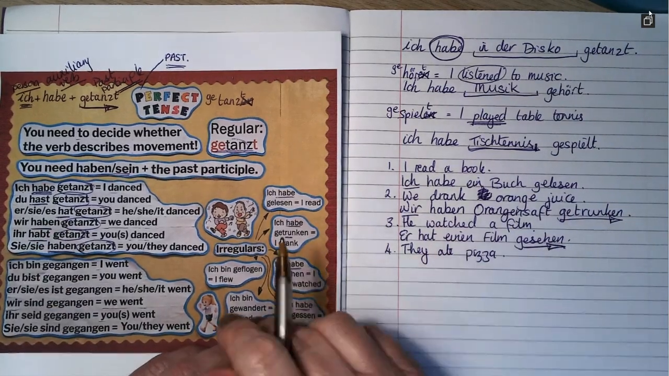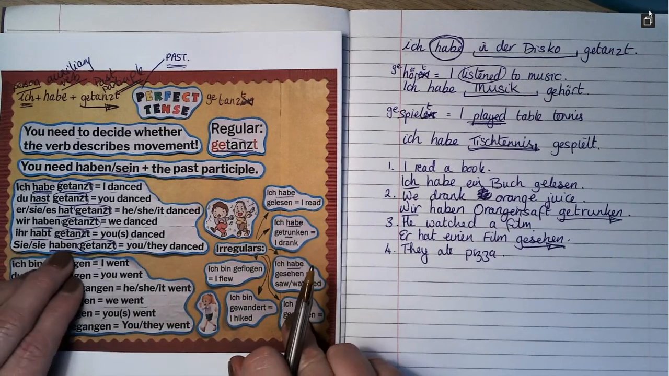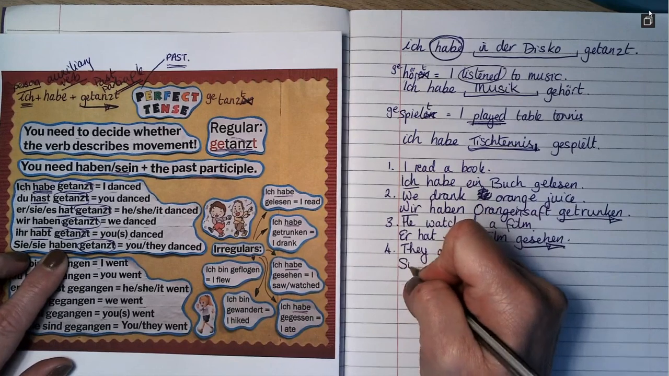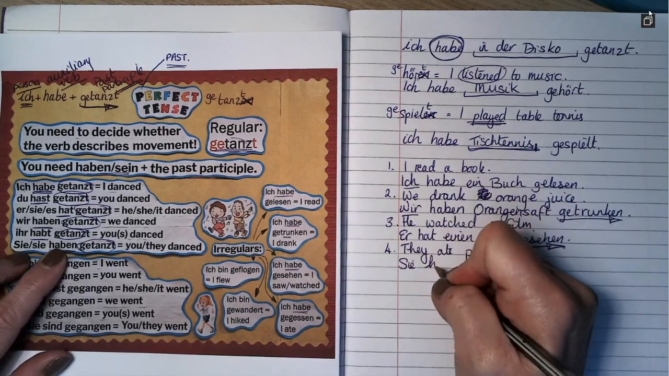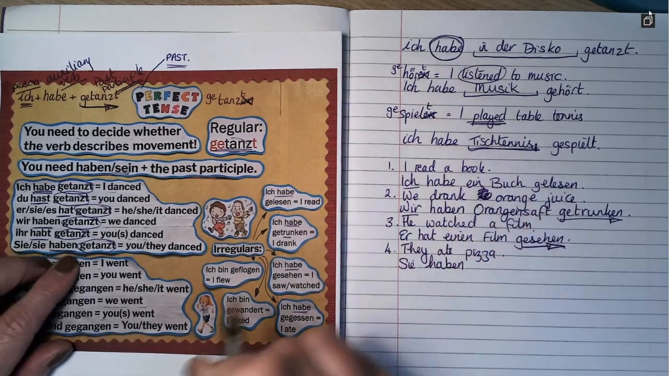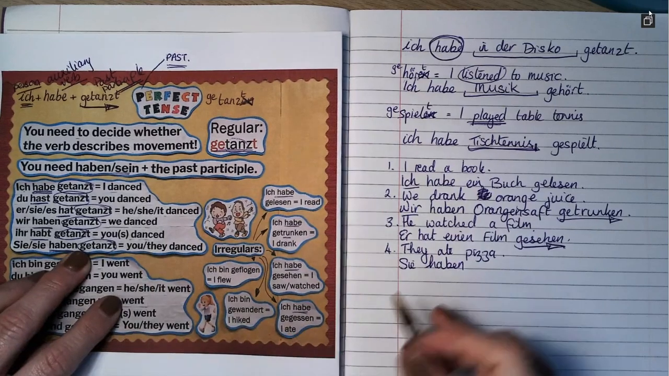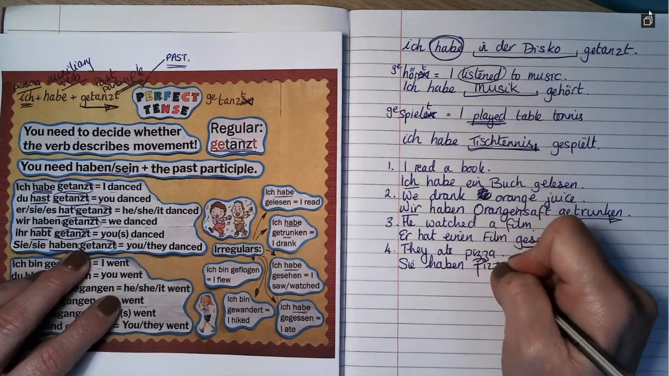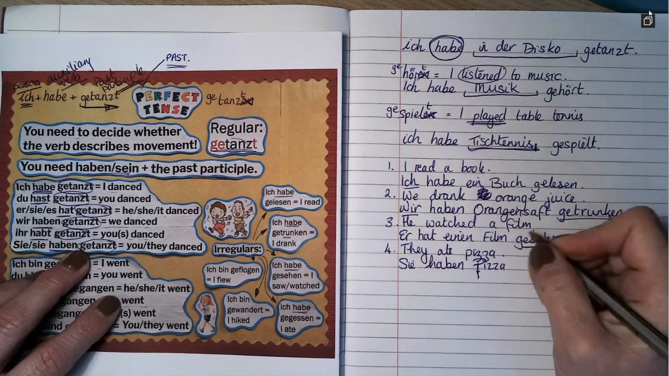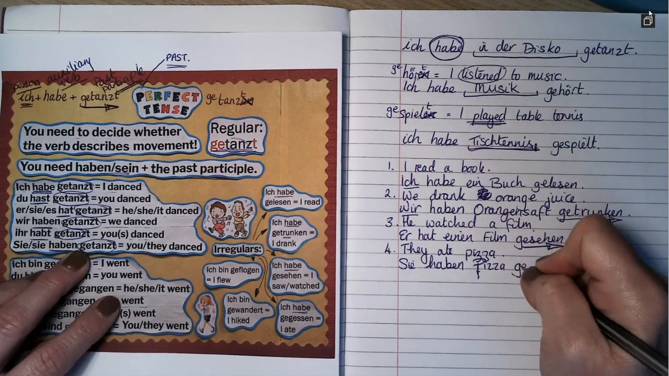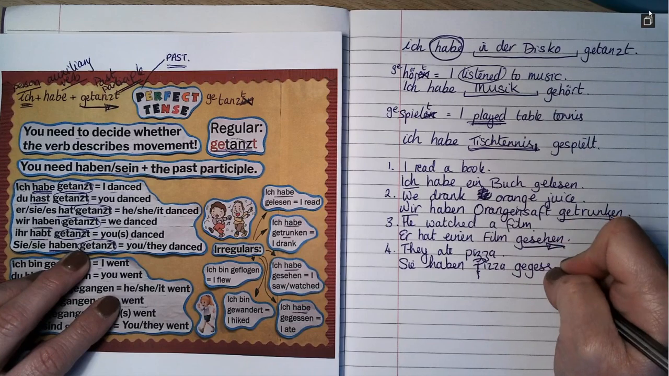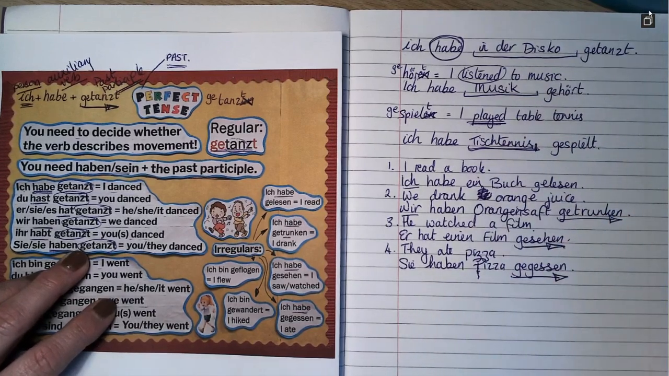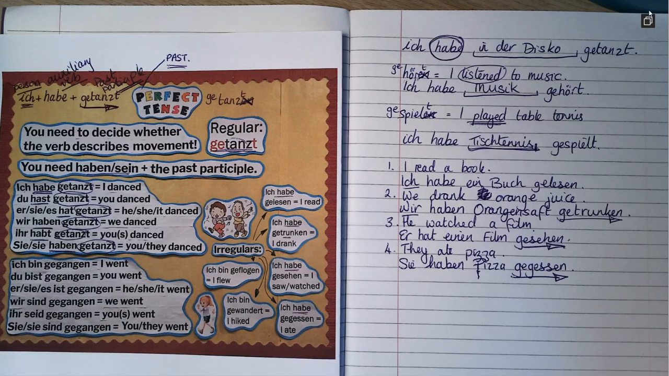So gegessen, but they did it. So sie haben. This is it, the small s actually. Sie haben. I know it's going to have a capital because it's at the beginning of the sentence, but doesn't need one otherwise. And then we want our past participle at the end. That needs a capital letter. Sorry about that. It's a noun. Sie haben Pizza gegessen. Okay, and again, there's our gegessen at the end as past participle.